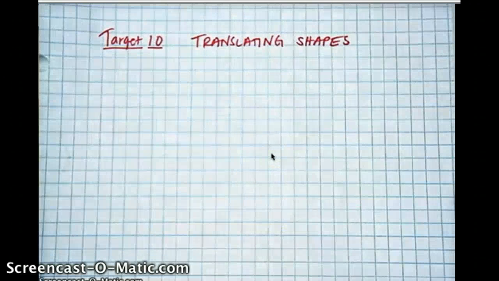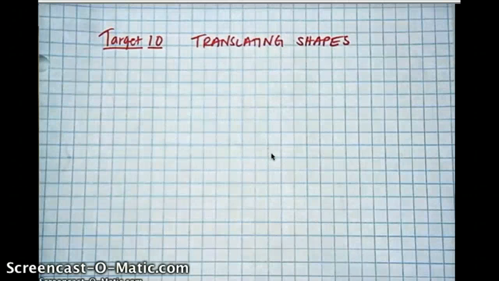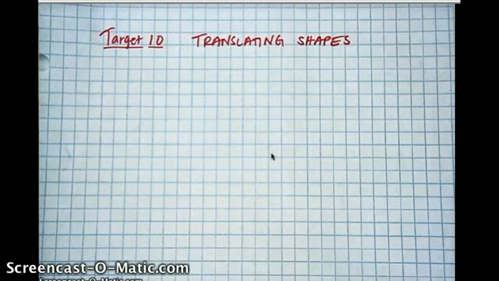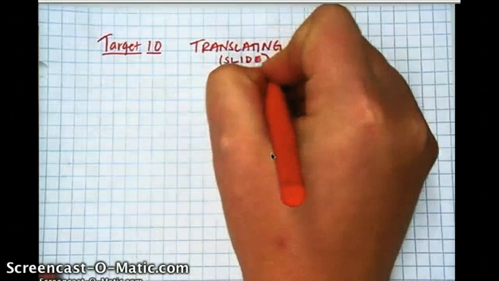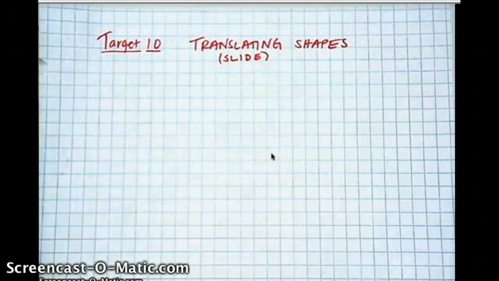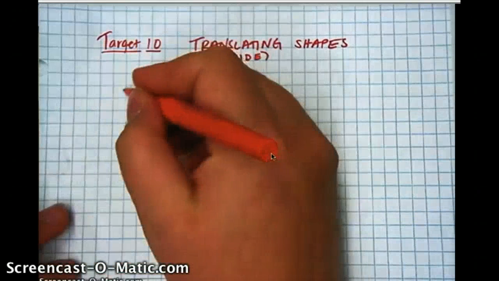Alright, today we are going to be looking at translating shapes, translating on a coordinate grid, okay? Now translating is kind of a new word to you guys, but you probably have heard sliding before. So translating a shape is the same thing as to slide a shape. Alright, so let's try this.